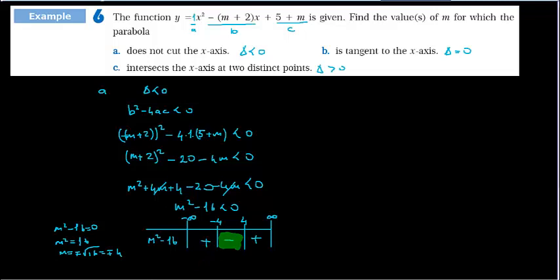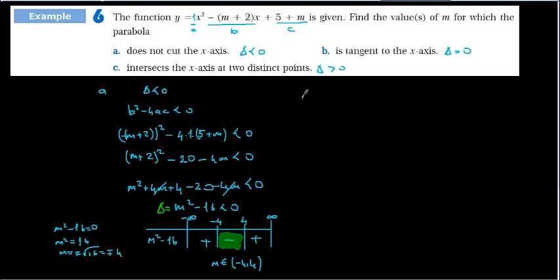So here is the solution: m is an element of the interval between minus 4 and 4. If m is between minus 4 and 4, then delta is less than 0. If delta is less than 0, it is not going to cut the x-axis. Okay, so I understood that delta is equal to m squared minus 16.